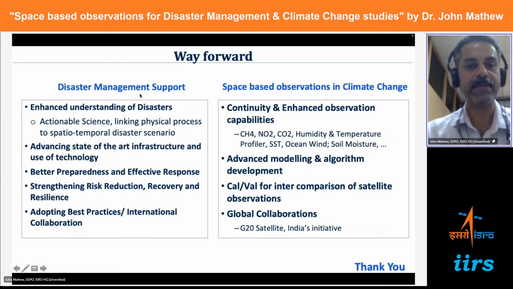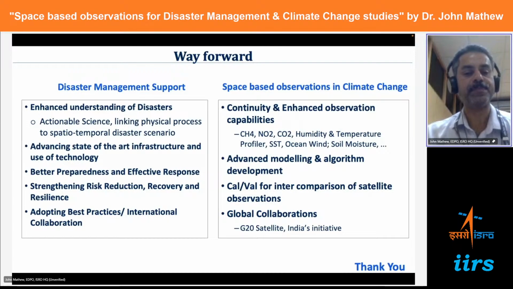So for the way forward, if you look at disaster management, we need to have an enhanced understanding of some of the disasters. We also would like to have better infrastructure for Earth observation, maybe such that on the satellite itself the data is processed and information comes down to the user. Then better preparedness and effective response should be available. Then we need to have risk reduction. We need risk assessment. We need to assess at the community level. And we also have to adopt best practices that are available at the international level.